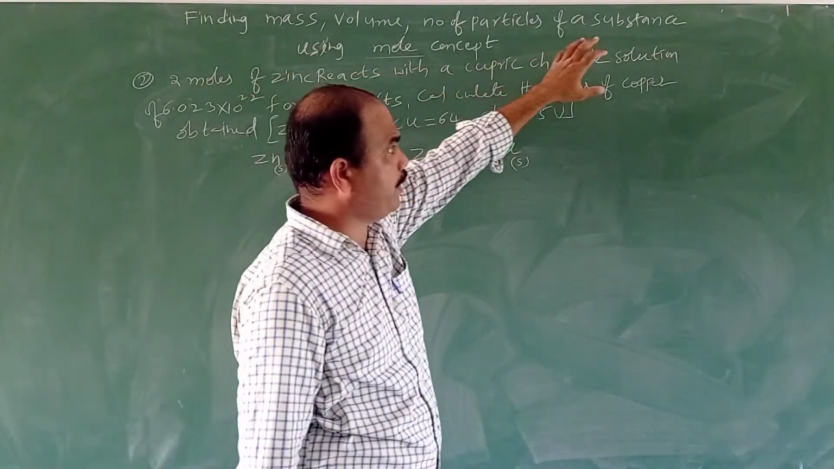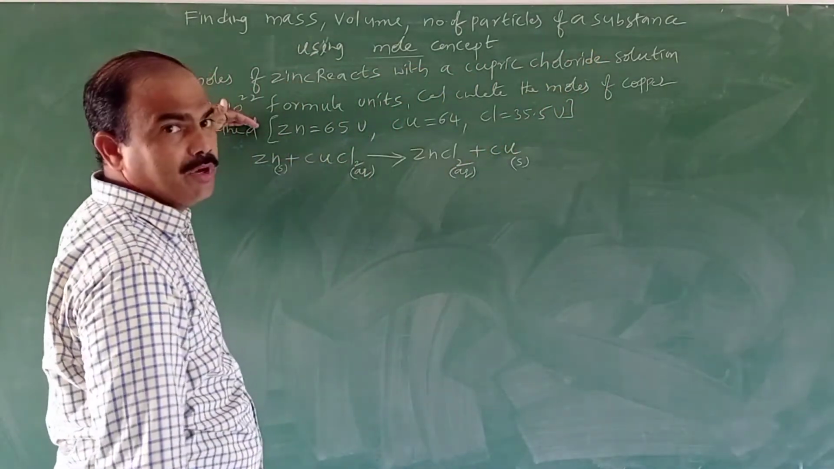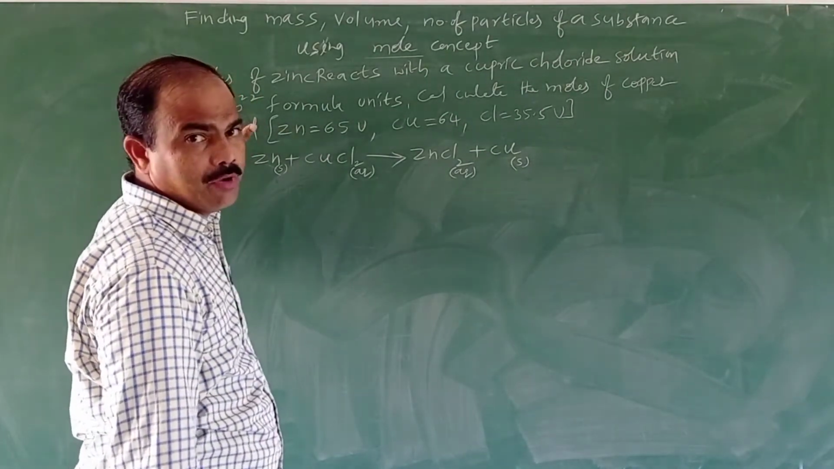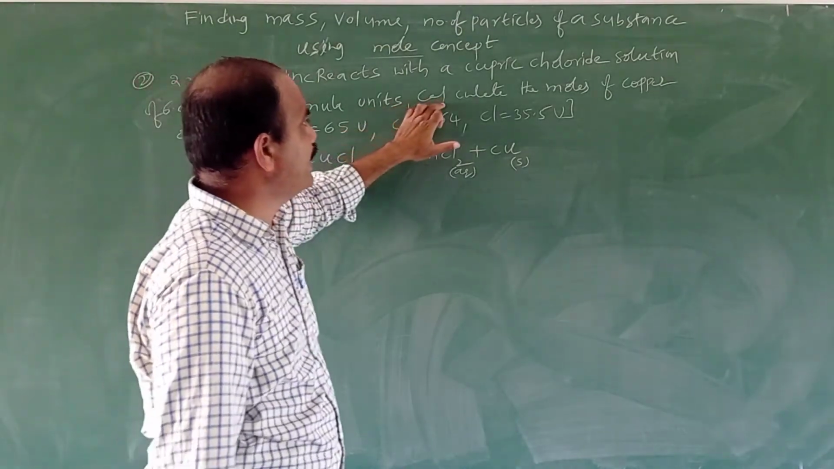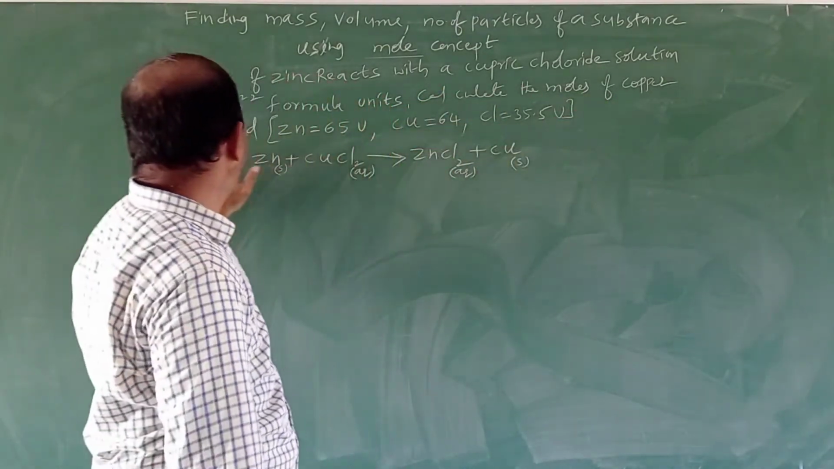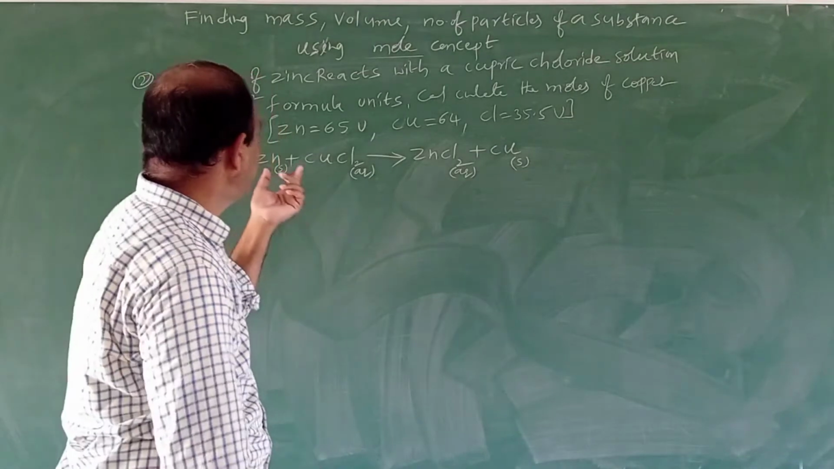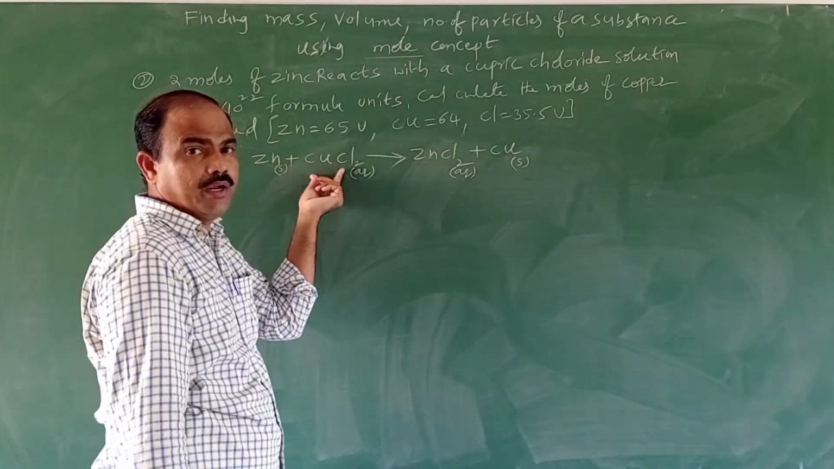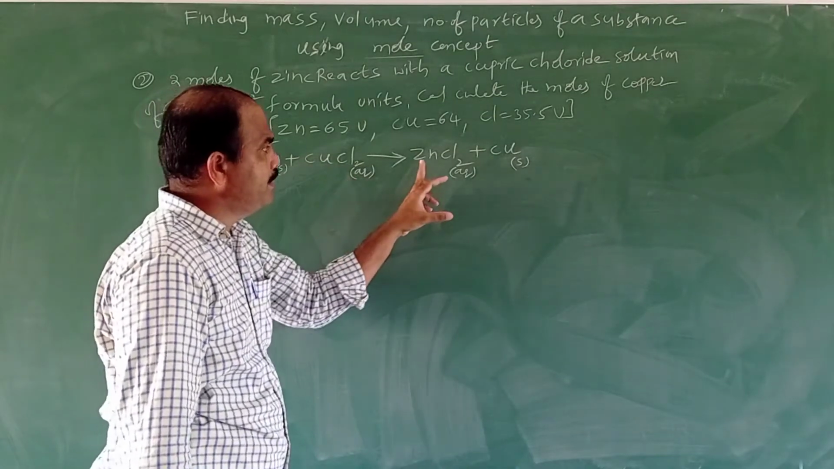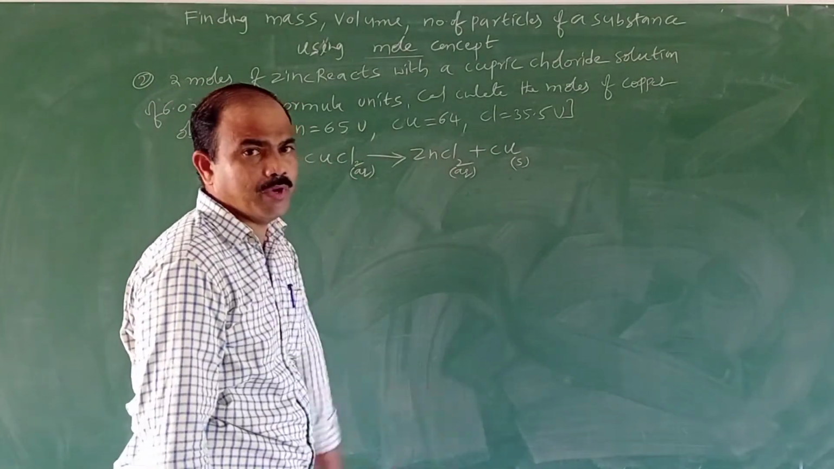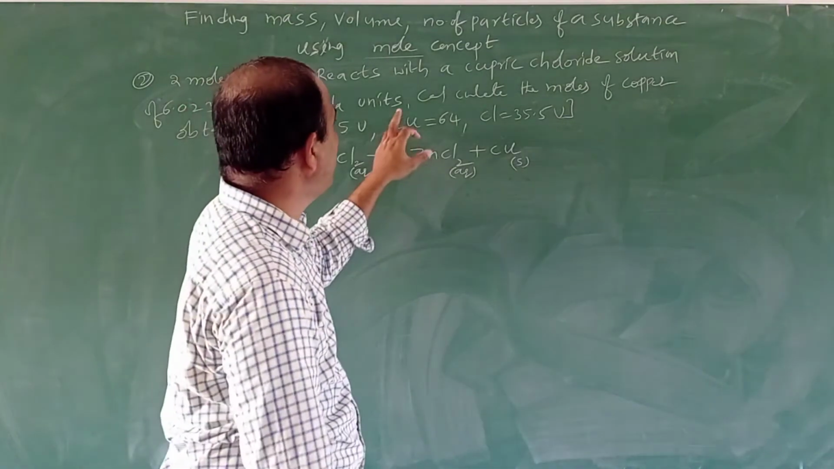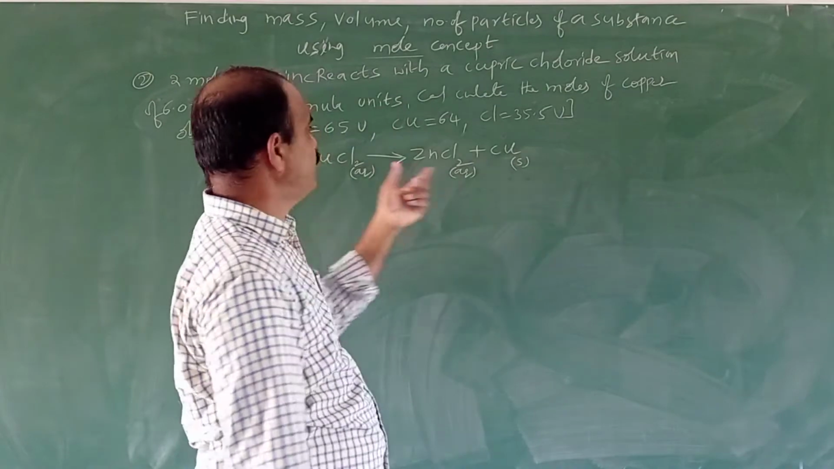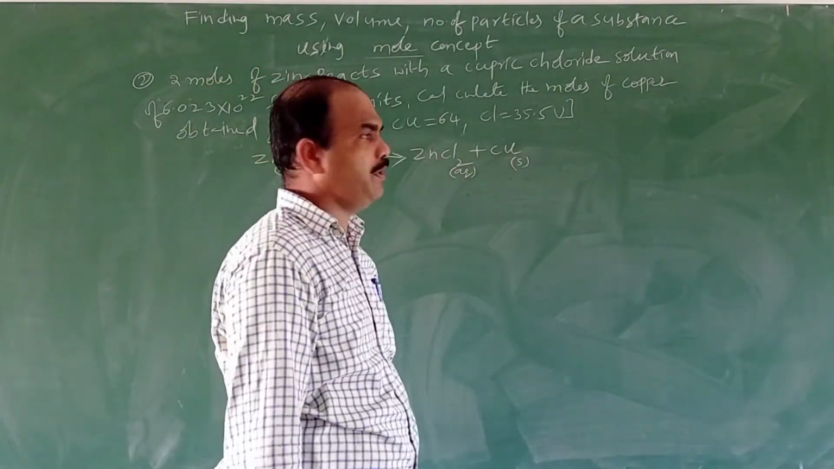For the cupric chloride solution, the number of atoms or number of particles is given, but they don't give the number of moles. And calculate the moles of copper obtained. When this zinc and cupric chloride are reacted, zinc chloride as well as copper is produced. So we have to calculate the moles of the copper. How many moles of the copper will be liberated?